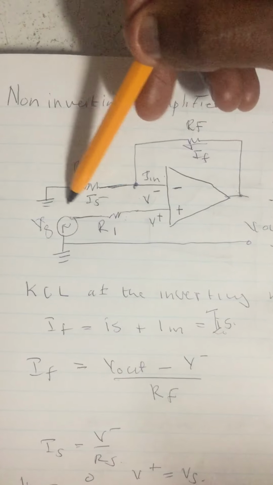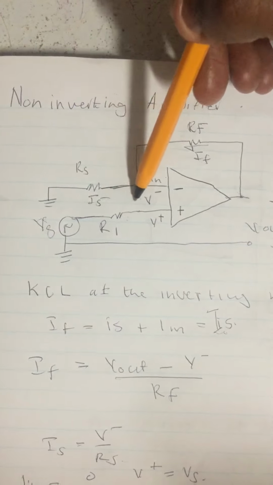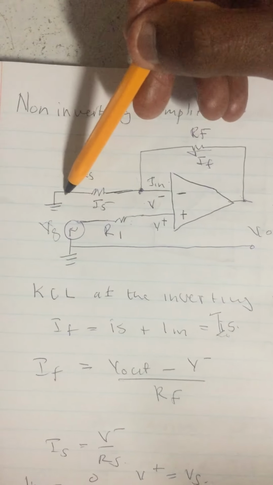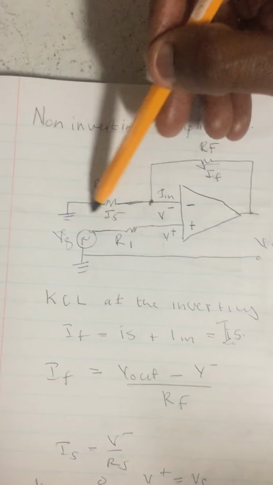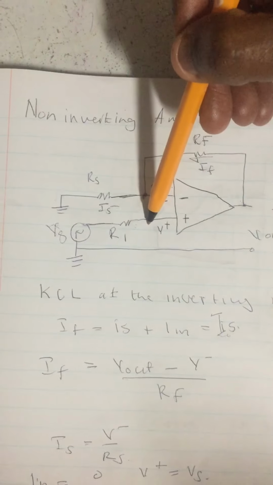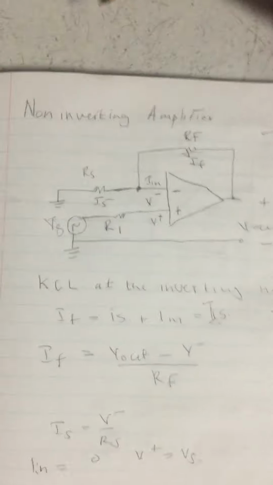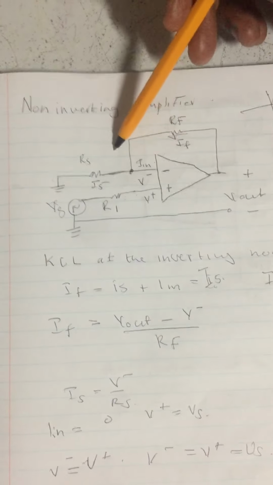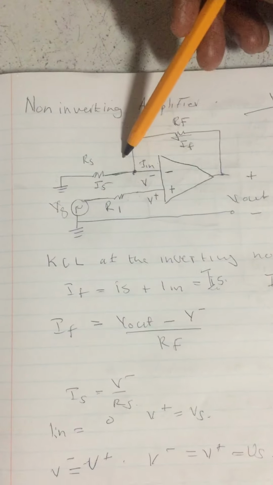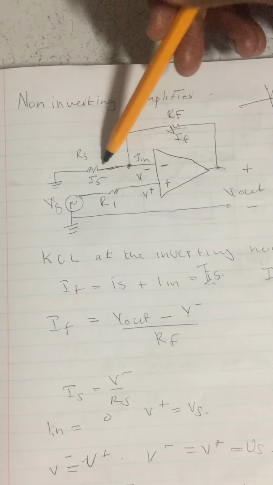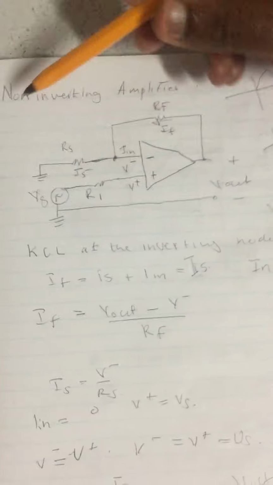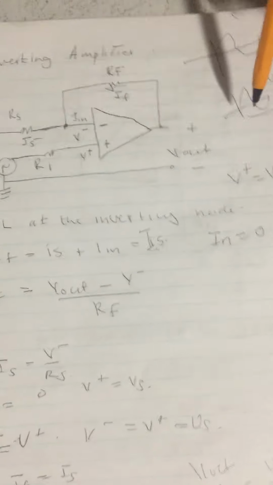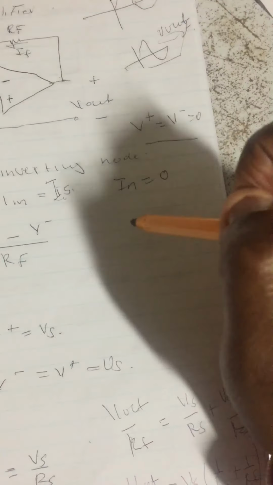So if we check on the inverting amplifier, the source is here. Here it has a resistor, and here it's grounded. However, on this non-inverting, the source is here. So from there, these rules still apply.